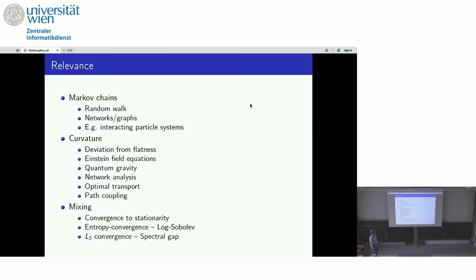The third part of the talk is the mixing. There are several ways to measure how quickly Markov chains converge to equilibrium. For example, you can measure how quickly the entropy decays, which is related to the Log-Sobolev inequality. You can also measure how quickly the L2 norm decays, and this is the spectral gap or Poincare inequality. There are a few other ways, but these will be the main ways of mixing I will talk about, assuming some lower bounds on the Ricci curvature.